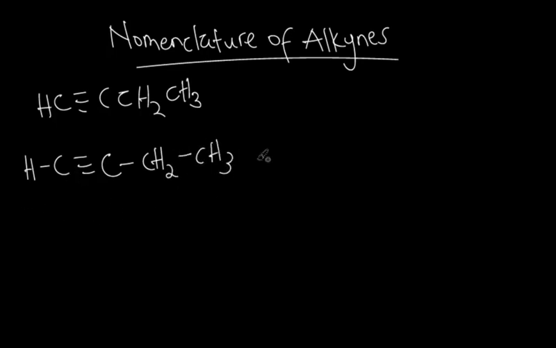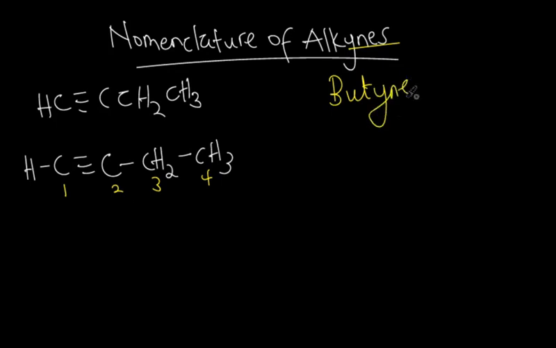So let's count the number of carbon atoms that we have in this molecule. We have 1, 2, 3, 4. Because we have 4 carbons, our prefix is but. For 4 carbons, our prefix is but. Now because we are dealing with alkynes, we add the ending yne to get the parent name of the molecule.